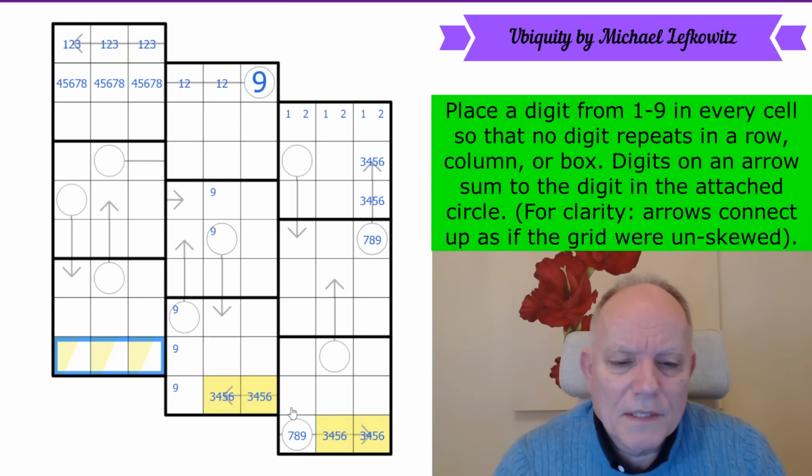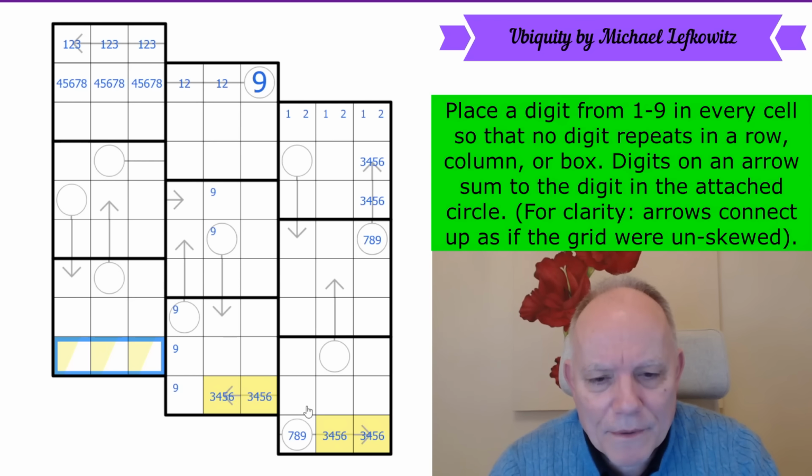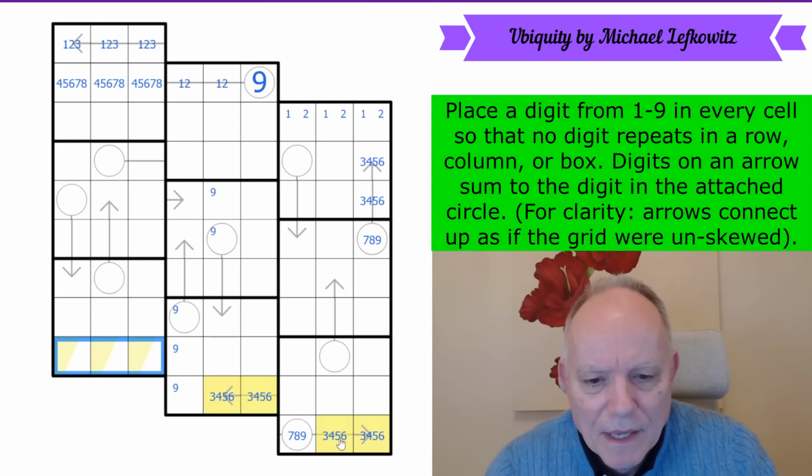It's a long time since I did that other skewed Michael Lefkowitz puzzle, but it certainly had, there are memories being evoked. I don't think it was the same, but there was something to do with leftovers in it as well. Now, what's going on down here?